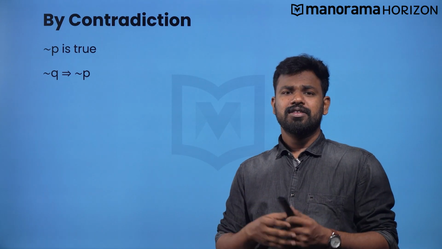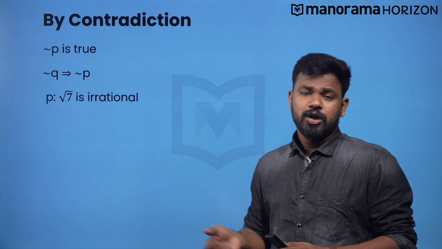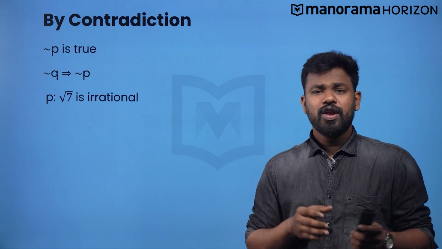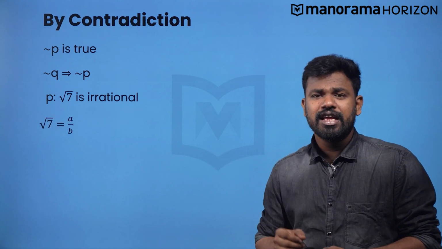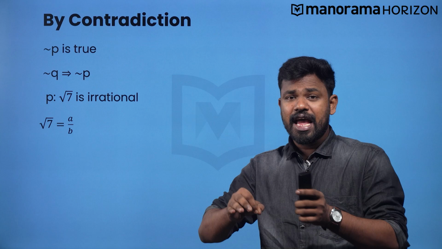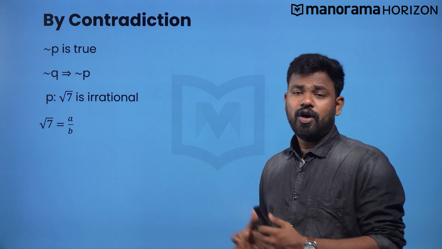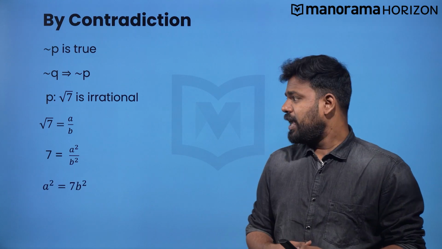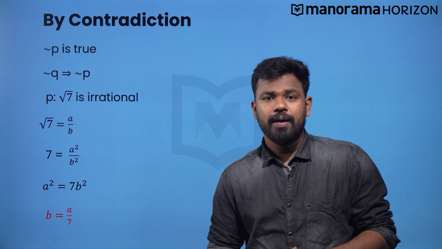Let us exemplify this. To prove the statement is true, we should assume that the statement is what? A false statement. So here I am taking P, which is root 7 is an irrational number. We know that rational numbers can be written in the form what? P by Q. So root 7 can be written as A by B, assuming that A and B have no common factors, or they are coprimes. Then squaring the equation we get 7 is equal to A square by B square, or A square is equal to 7B square, or from that you can write B is equal to A by 7.